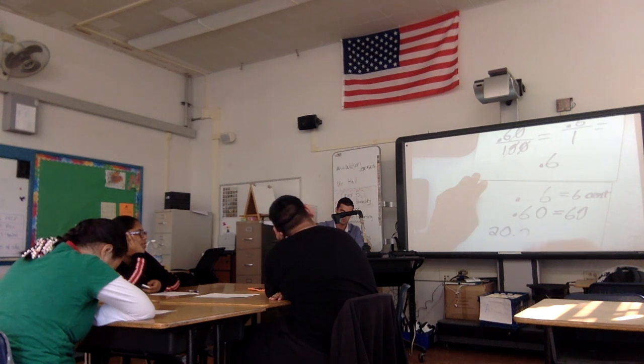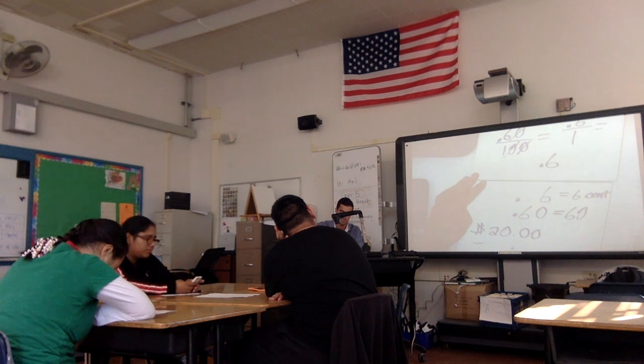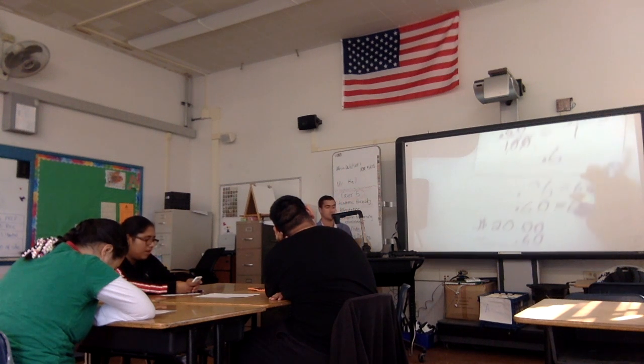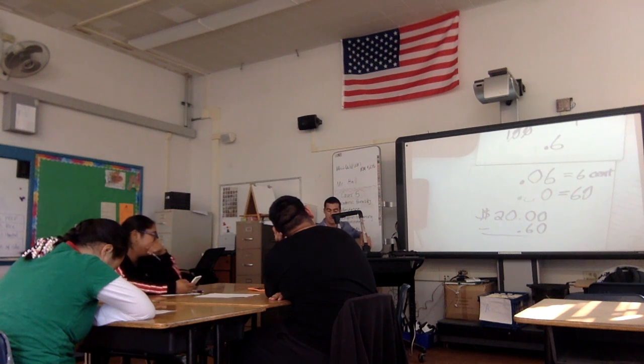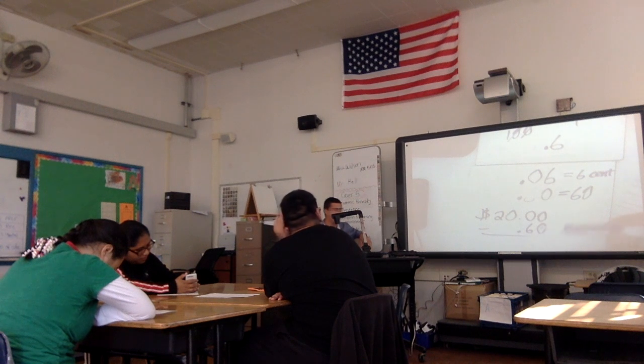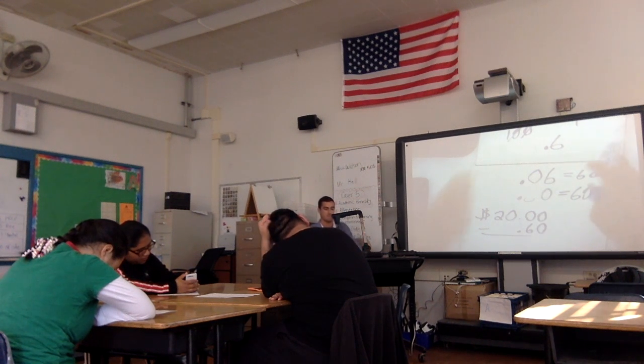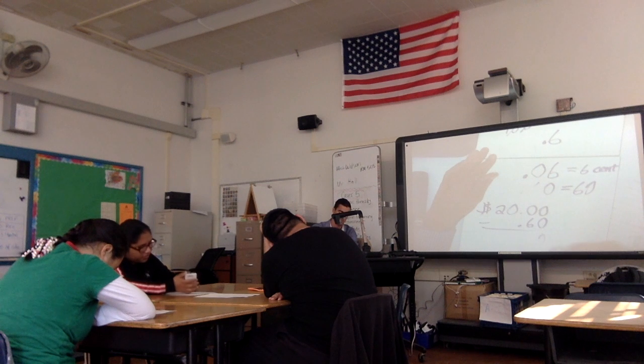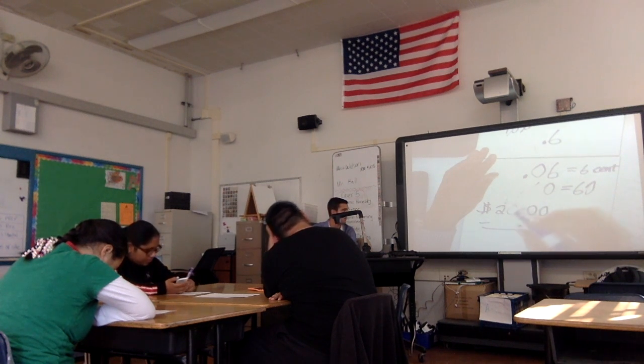$20 minus $3, so we have 60 cents, right? If our discounted amount is 60 cents, don't we want to take the original amount and subtract the discounted amount? Alright, so when we do this, we have to borrow from the 2.